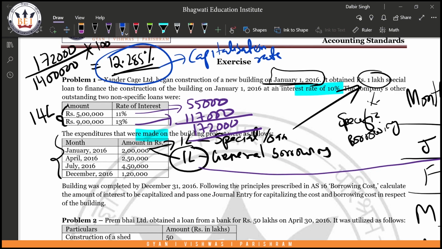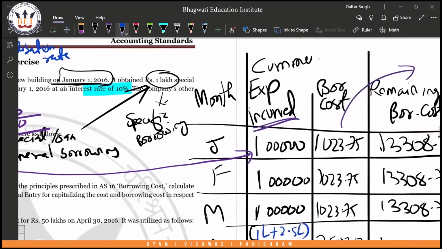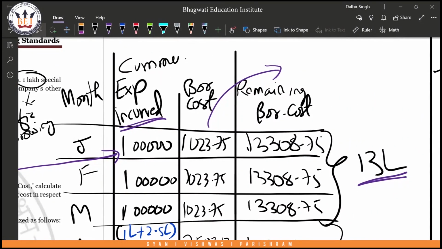Now, if I calculate, please take out your calculators. Just do 1 lakh into 12.285%. Now, you will get 12,285. This 12,285 is the interest amount for the whole year. But what am I trying to do here? I am doing monthly computations. If I'm doing monthly computations, 12,285, which is for the whole year, divided by 12, you get 1,023.75. That is how I've arrived at this amount.